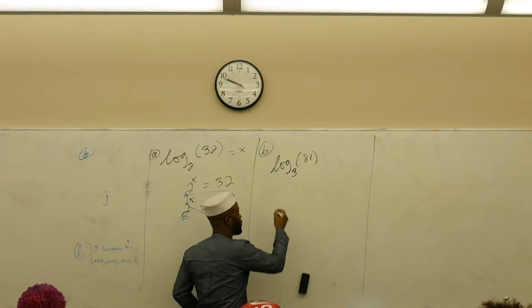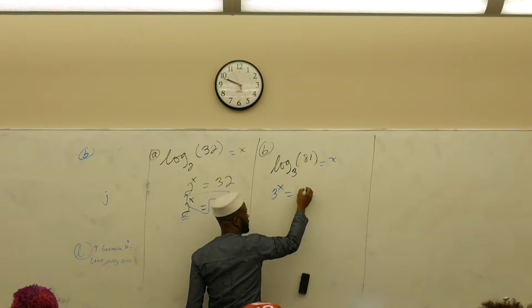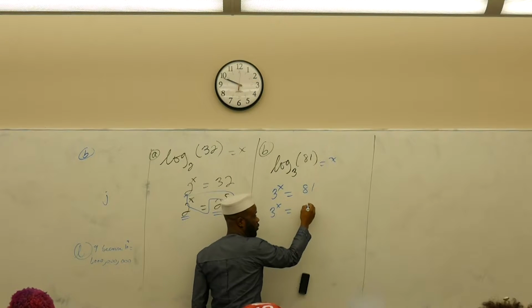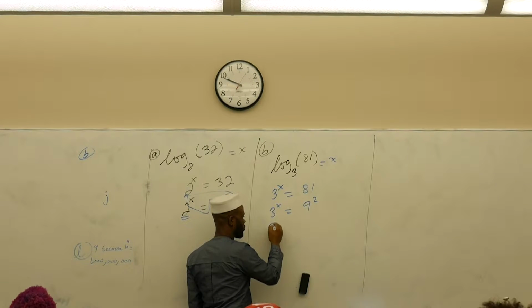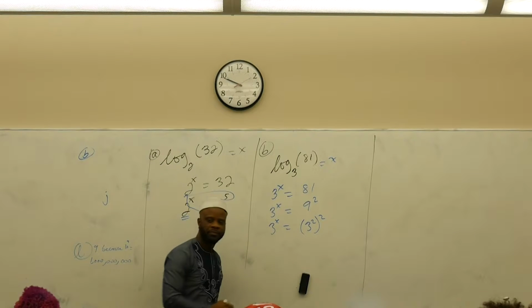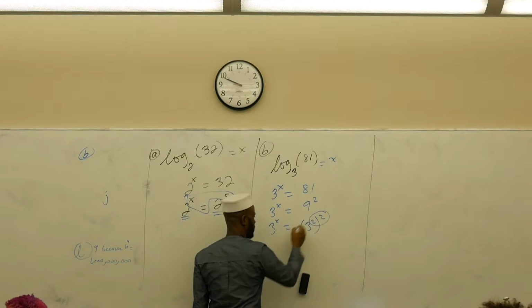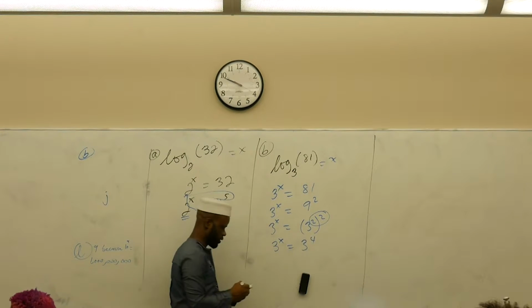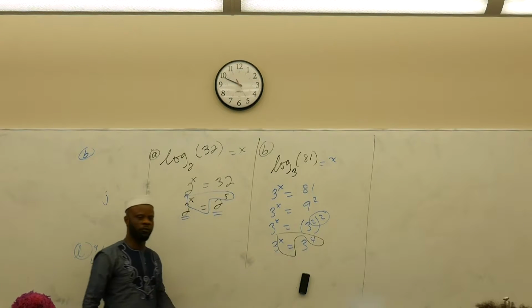Or if we didn't know that, again, we could say, well, we don't know. So 3 to the x is 81. I could write this as 9 squared, right? But we need 3's. So 3 to the x is 3 squared squared. And then properties of exponents, power to a power, multiply. So 3 to the x is 3 to the 4th. Therefore, x is equal to 4.